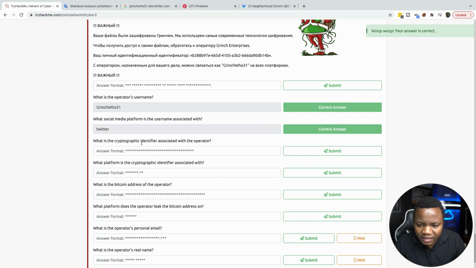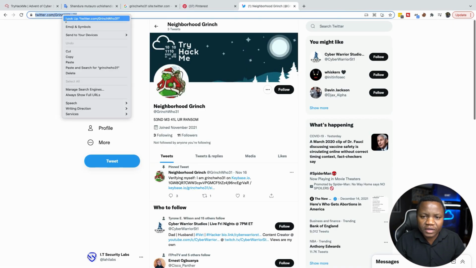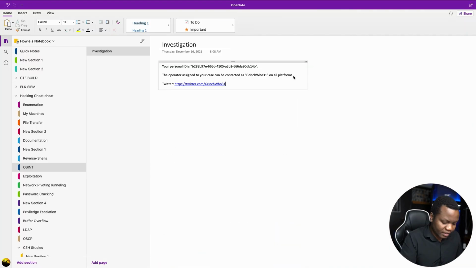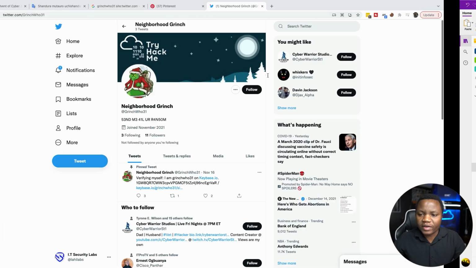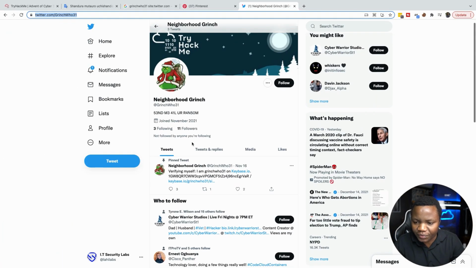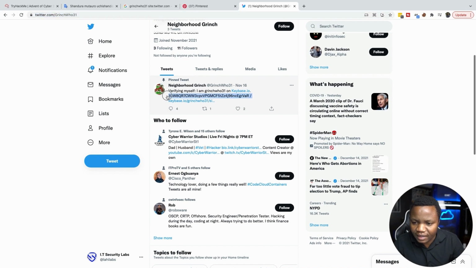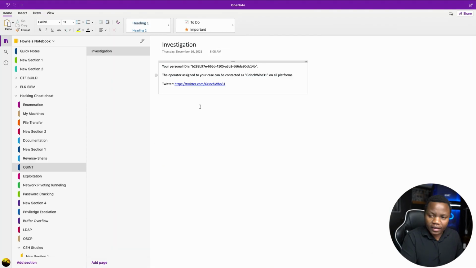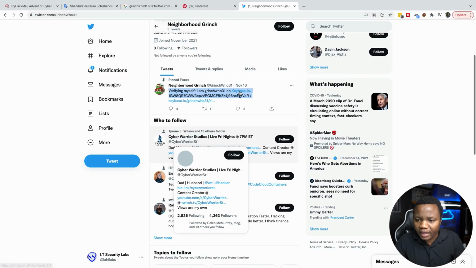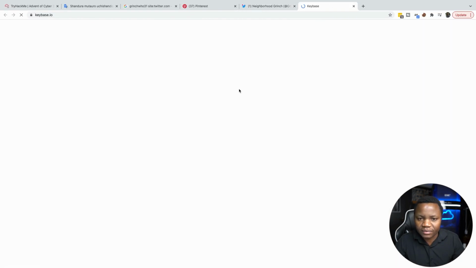What cryptographic identifier is associated with this operator? Okay, so we know they have a Twitter account. Looking at their Twitter account, people usually put links to their GitHub or they start posting things. And here we have a Keybase.io. Oh, that's interesting. Verifying myself, I'm Grinch on Keybase.io. Oh, that's even more interesting information. Here's the Keybase.io information. In fact, let's go and find out what's out there. Click on the direct link.